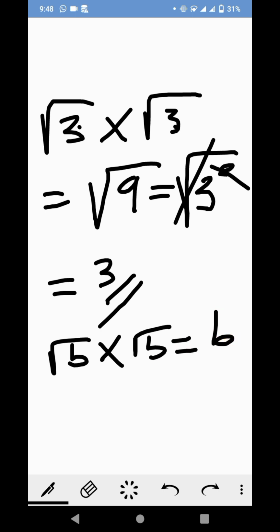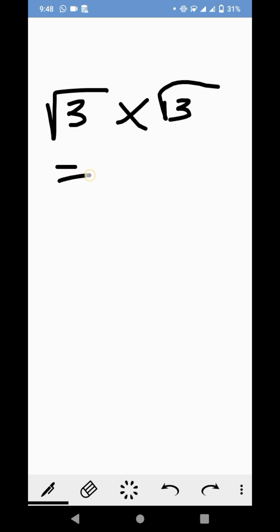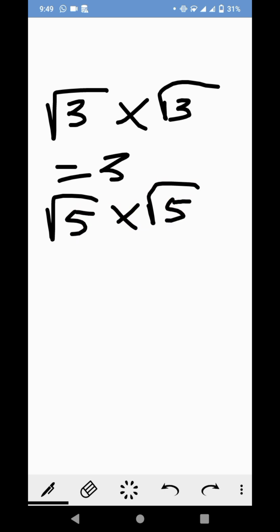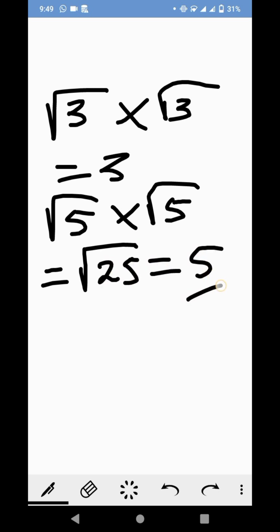Alright, so that's what we need to know about like surds. That when you multiply 2 like surds, you get the value inside. So root 3 times root 3 would surely be equal to 3. And root 5 times root 5, of course, this will give us root 25. We have to take it easy. And root 25 is the same thing as saying 5. So instead of going through this medium, we can just move from here and arrive here. Alright, that's about like surds.